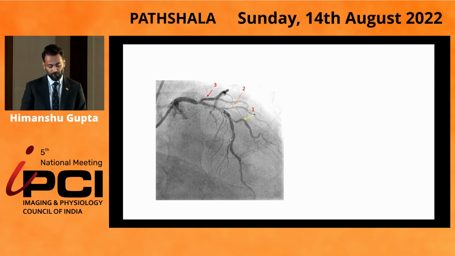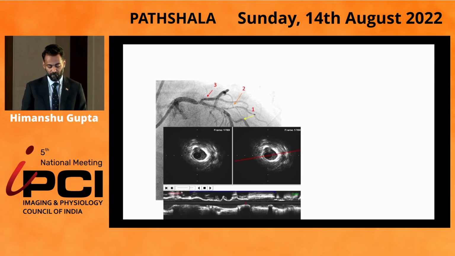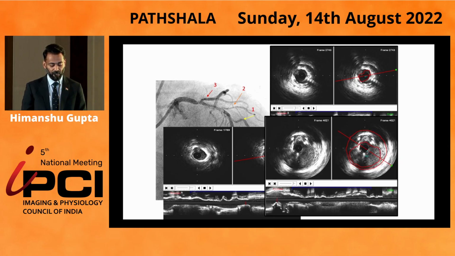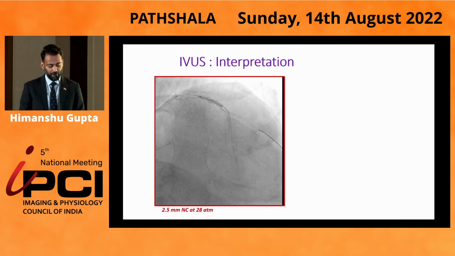And then we have 3 points of interest, point 1, point 2, point 3. At point 1, we see a circumferential calcium with an MLD of 2 millimeters, some rota effects. At point 2, again, we see a circumferential calcium, somewhat nodular at some points. And in the distal left main, we see a classic calcified nodule from 11 to 1 o'clock. So we progress further step by step.